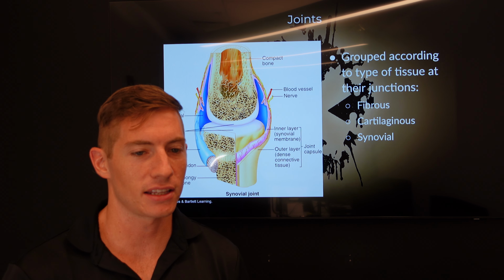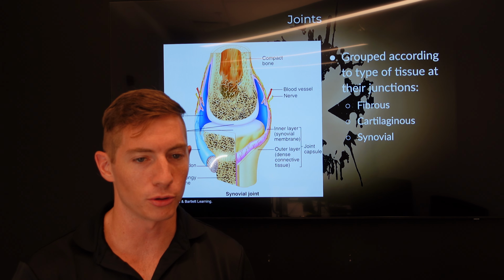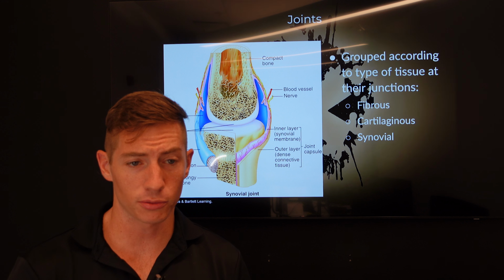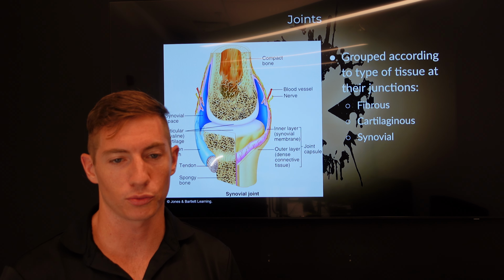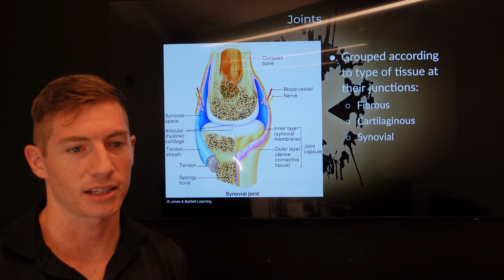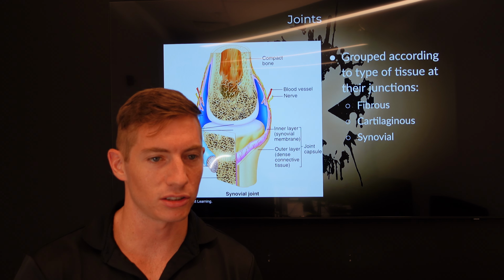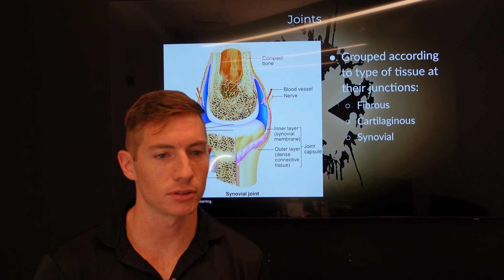Synovial joints, diarthrotic joints, are the most mobile and complex joints of the body. Bones of a synovial joint are connected by a joint capsule which encloses the joint cavity. Where's the no real movement takes place between these joints? What's an example of that? Tibia and fibula. Yeah, I guess that'd be an example.